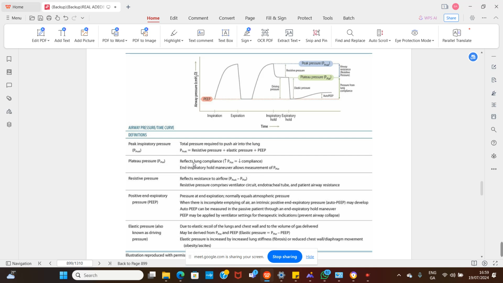So you need to deliver the PEEP. That means peak inspiratory pressure is what? Restrictive pressure plus elastic pressure plus your PEEP. So this is the pressure that you are going to deliver to the lung that will keep the lung open and can oxygenate the lung. So the plateau pressure is peak minus resistive, achieved by breath holding.